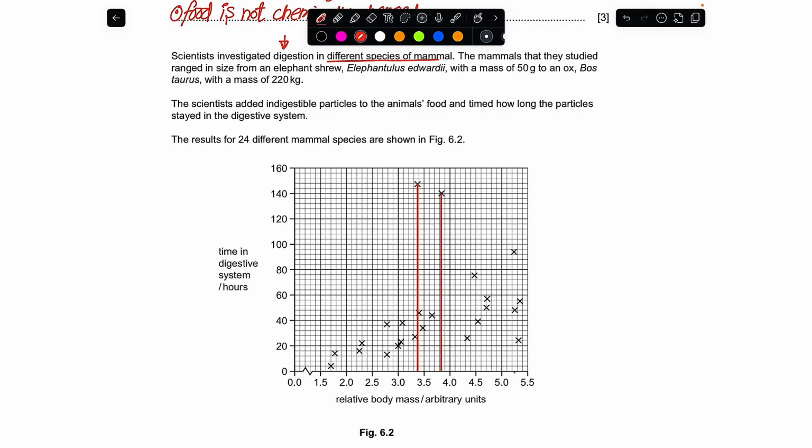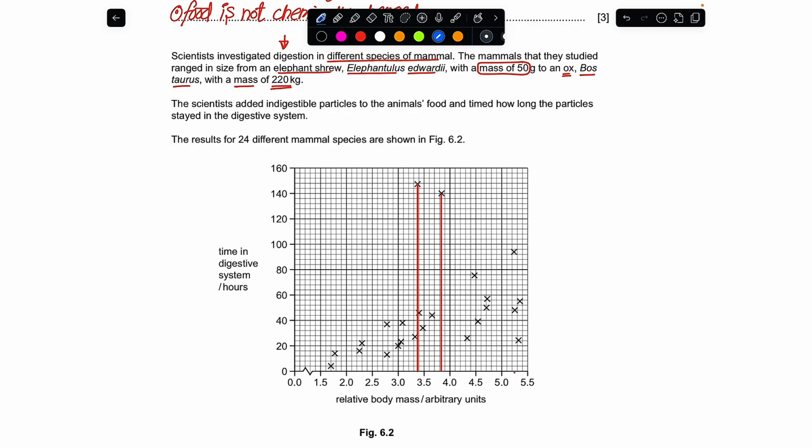It ranged from very small mammals, that was an elephant shrew, which is Elephantulus edwardii, and you see it has a very little mass of 50 grams, and compared to that, what they had in their investigation was an ox. The genus of that was Bos, and the species was taurus, and it had a mass of 220 kilograms. So you see their investigation involves animals of very small mass to a much bigger or heavier mass in the case of the ox.